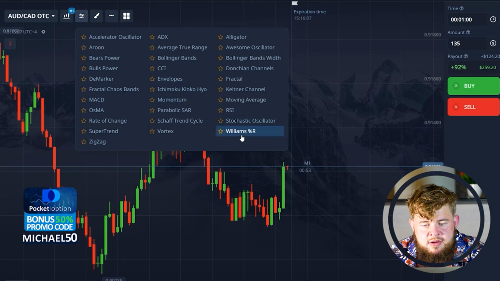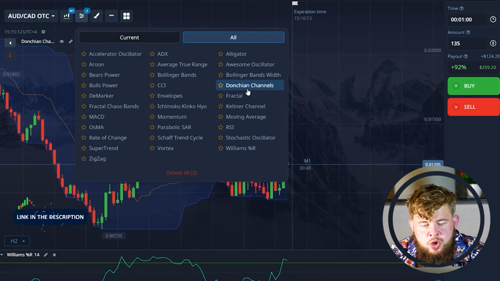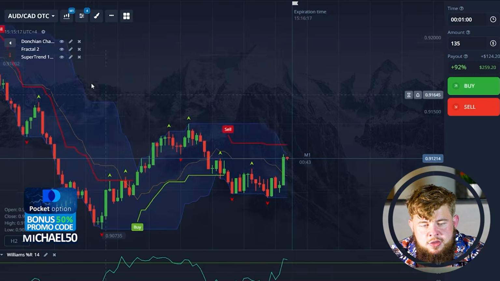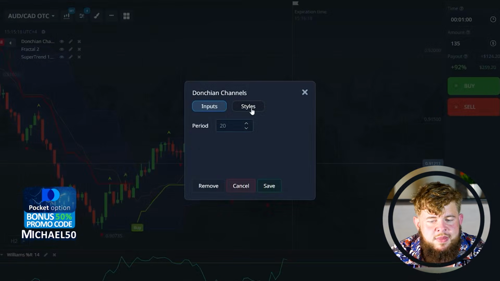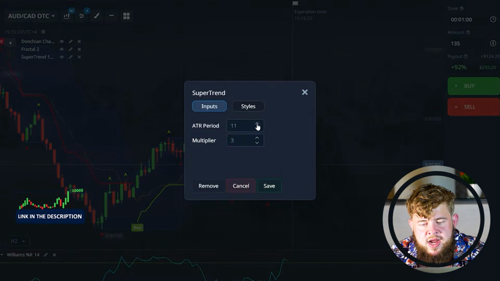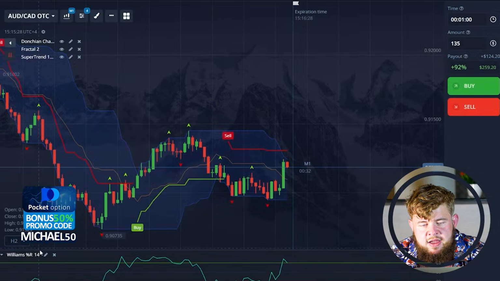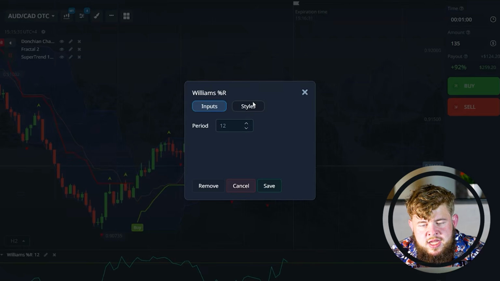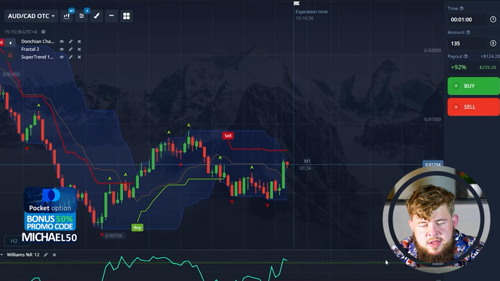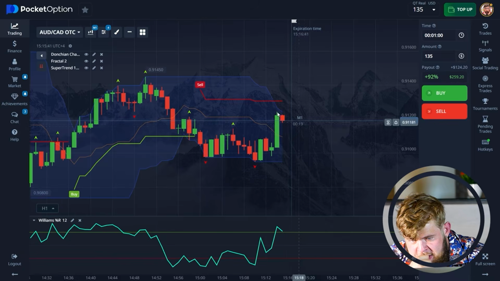Let's choose the indicator. The first one will be Williams Oscillator together with Donchian channels and Fractal. Let's also add Supertrend. Okay, so now let me set the Donchian channels indicator first. It's fine. Now Supertrend. Let's change the ATR period, it will be 12. Okay, let's save it. Let's also set the Williams, the period will be 12. Let's change the colors. Let's save it. Fine. So now we are ready to start our trading session for today.